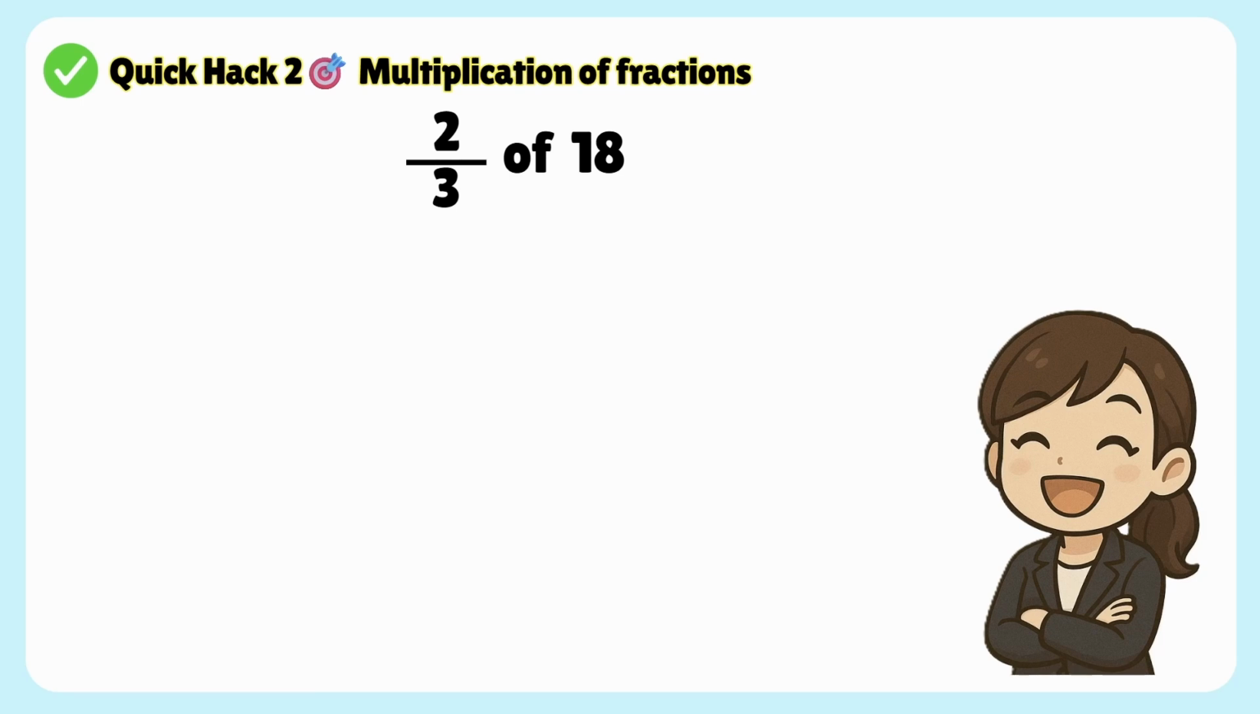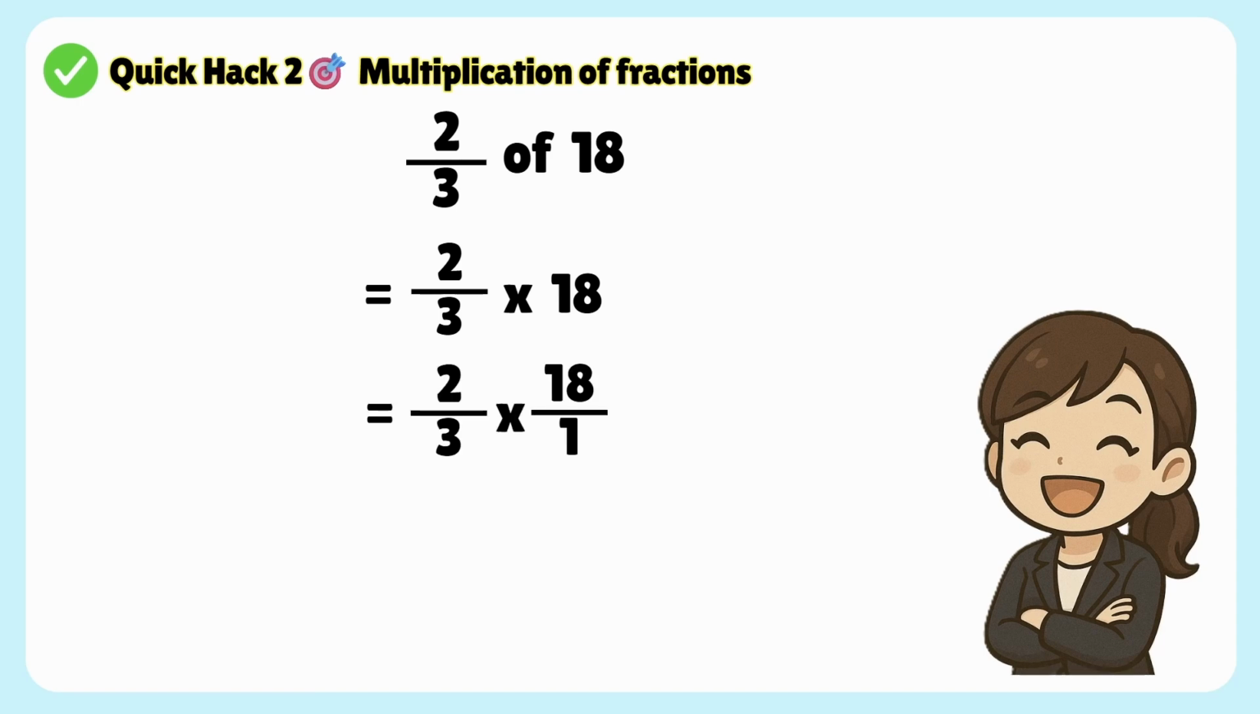Let's find 2/3 of 18. That's the same as 2/3 times 18. We change 18 into 18/1 to make multiplying fractions easier. It is often helpful to simplify before multiplying. In this example, 3 and 18 can both be divided by 3. 3 divided by 3 is 1. 18 divided by 3 is 6.